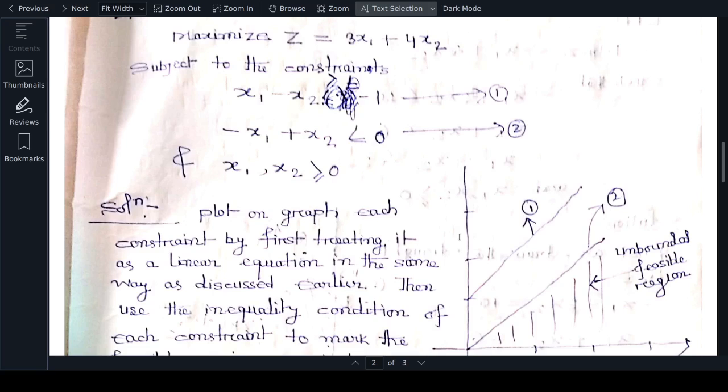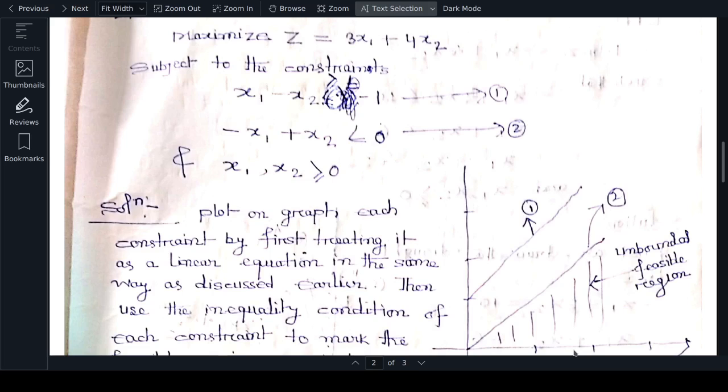x1 equal to x2. Okay, then what will the line be? Sir, a straight line. Yes, good. A straight line passing through the origin. So you see, minus x1 plus x2 less than or equal to 0 means you make it an equality. So minus x1 plus x2 equal to 0, then you write x2 equal to x1 or x1 equal to x2. No problem.